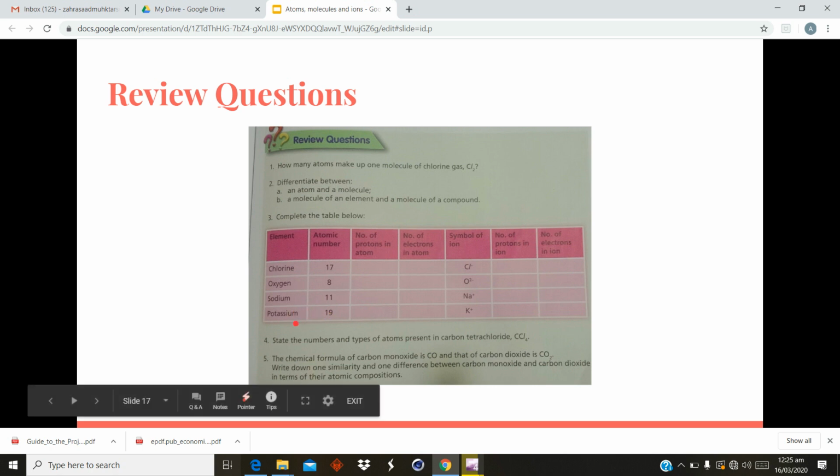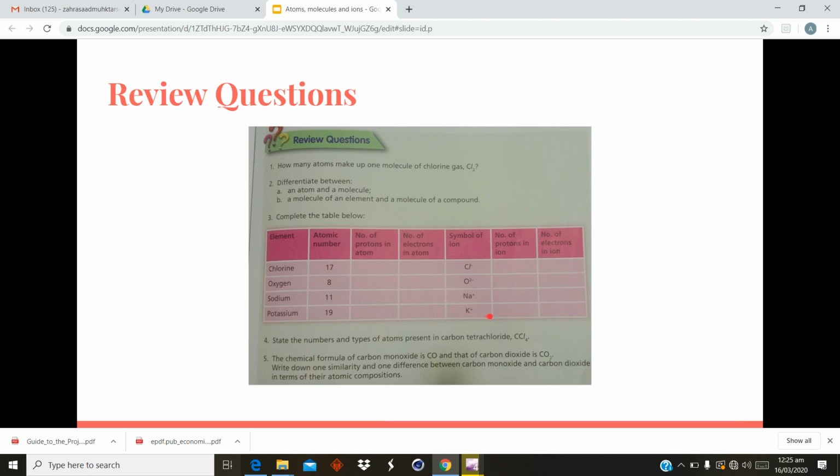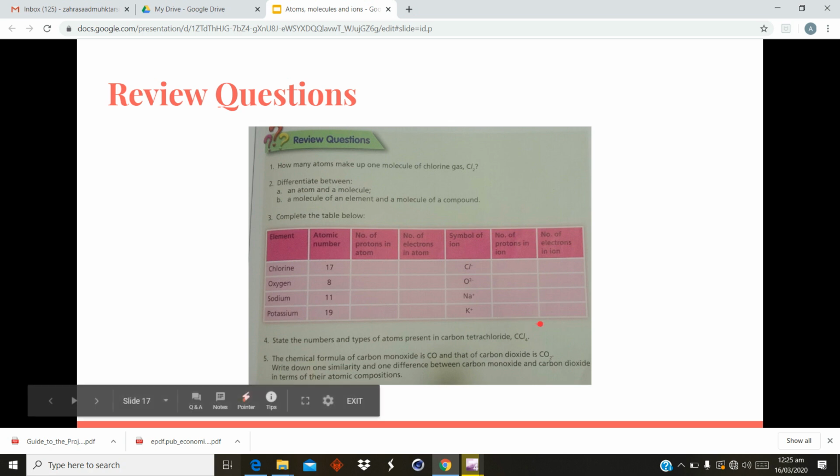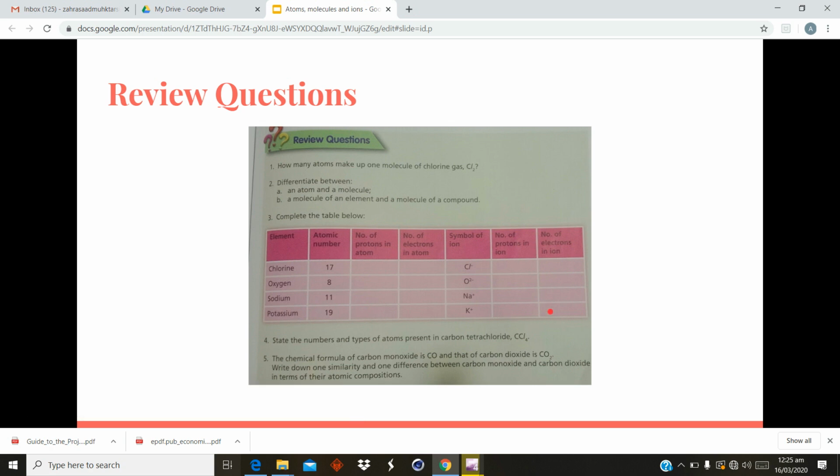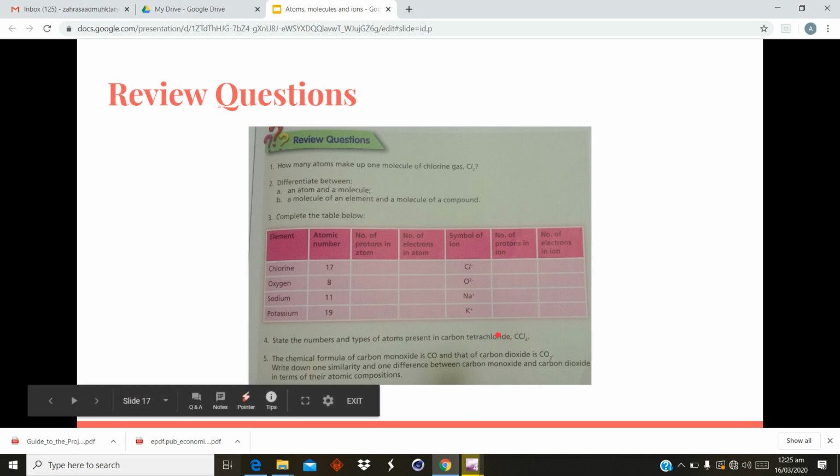I'm going to do this one with you as well. Potassium has atomic number 19, that means 19 protons. For it to be electrically neutral, it needs to have 19 electrons as well. But once it gets a positive charge, that means it has one more proton than electrons. So the proton number is of course going to remain the same, which is 19, but the number of electrons is going to be 18.